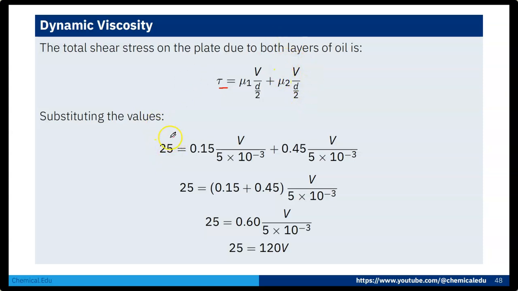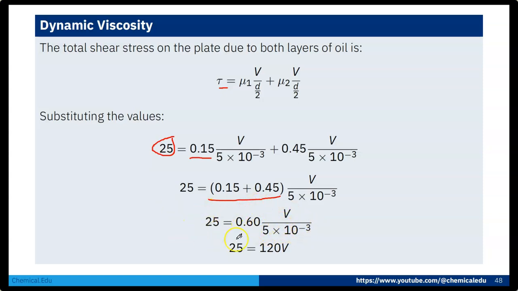The tau we already know, we have calculated, that is 25. Mu1 is 0.15 and d by 2 is 5 into 10 to the power minus 3. Another is mu2, that is 0.45, and v by 5 into 10 to the power minus 3. Now if we do the calculation, ultimately we'll get that 25 is equal to 0.15 plus 0.45 times v by 5 into 10 to the power minus 3. Now that will be 0.60 v by 5 into 10 to the power minus 3.